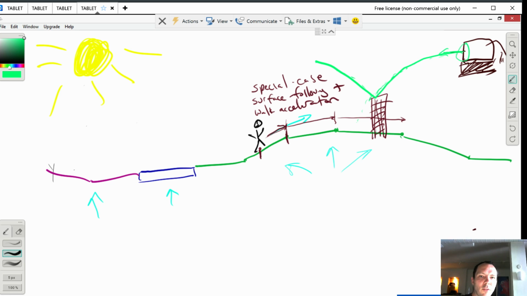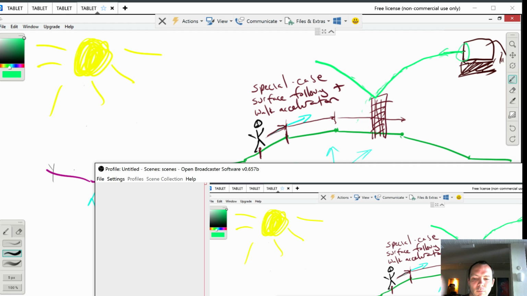Wow, I'm having trouble. Let me just pop up OBS for a second. The latency in the Twitch stream makes it hard to, okay, it's almost right.